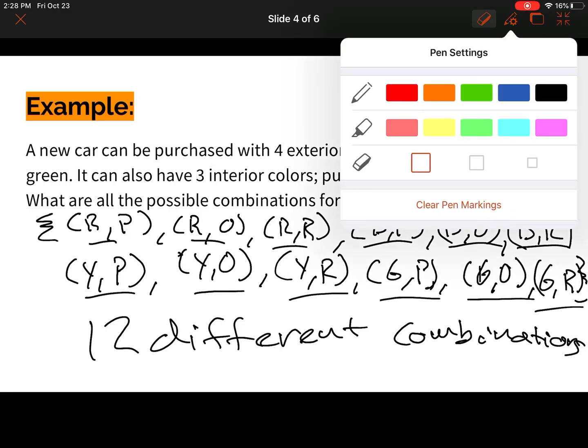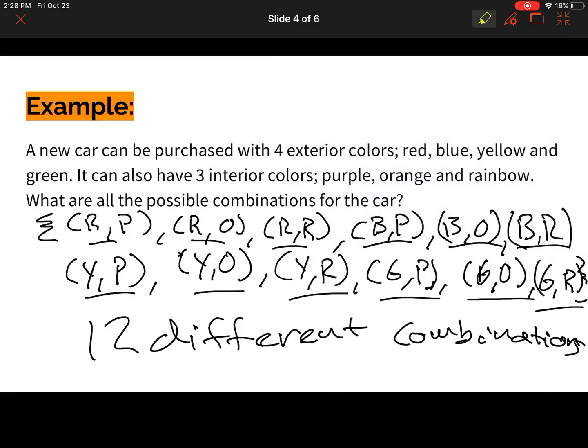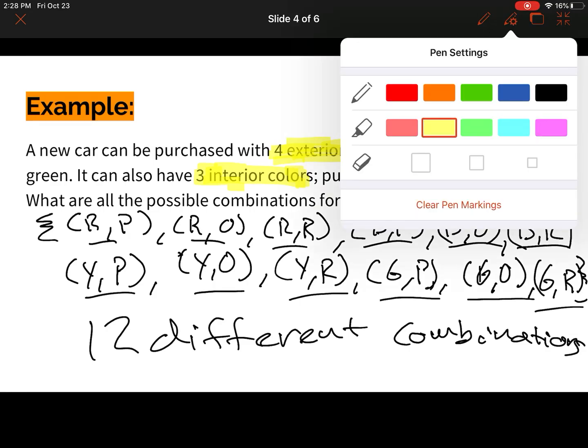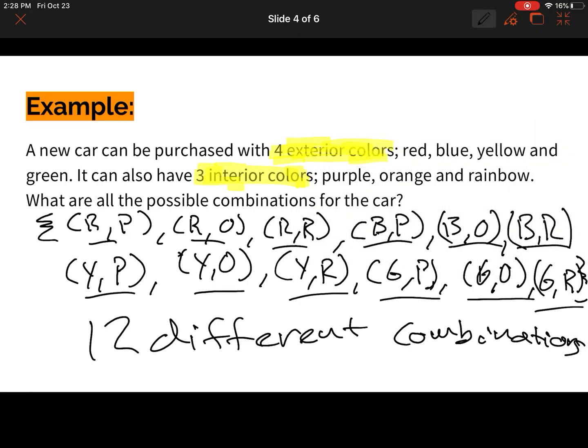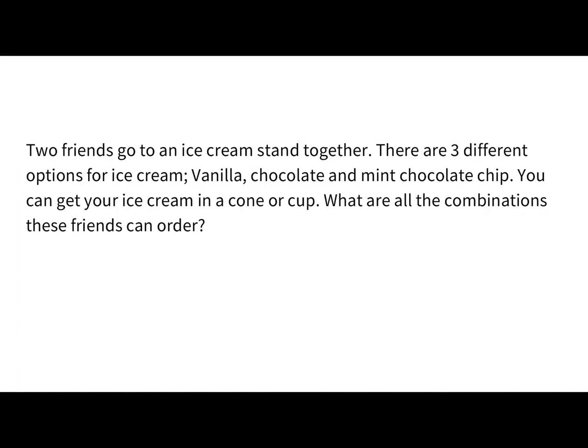So let's go back to what we did in this problem. For starters, we were working with a compound event, right? The reason it's a compound event is because we have exterior colors and interior colors, right? Those are our two different events, and we're working with them together. And then we found all the possible combinations by just writing it out and making a list of them.